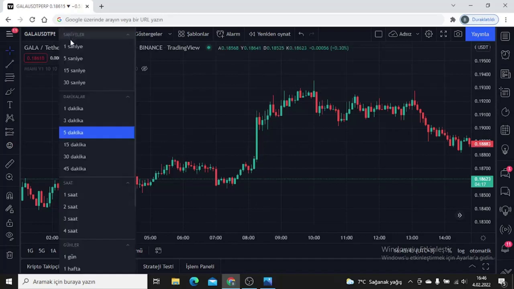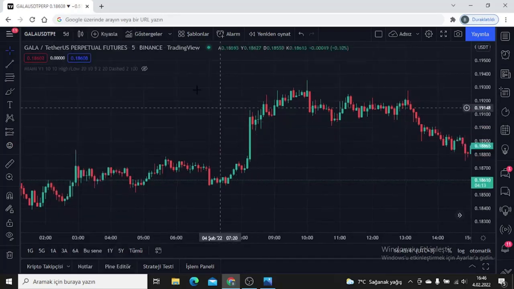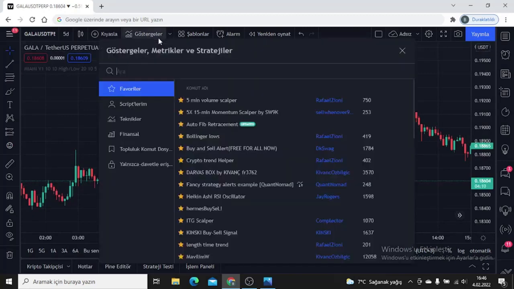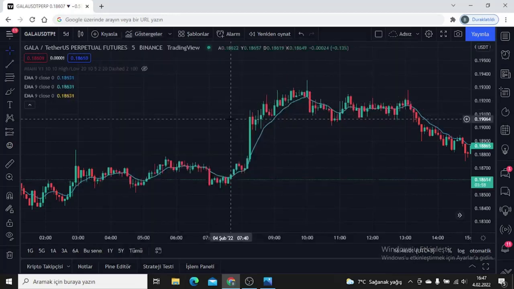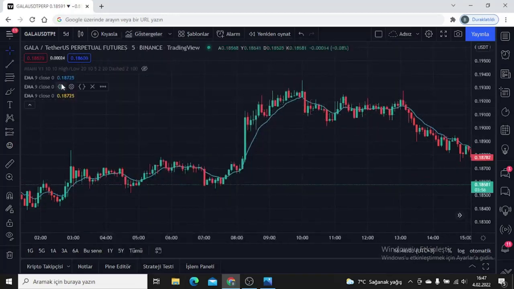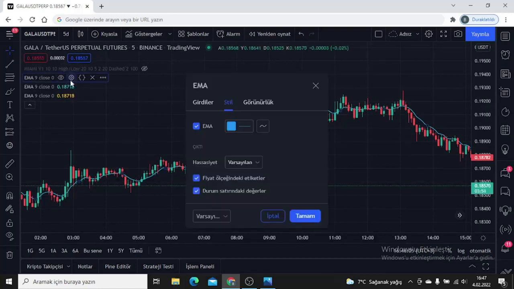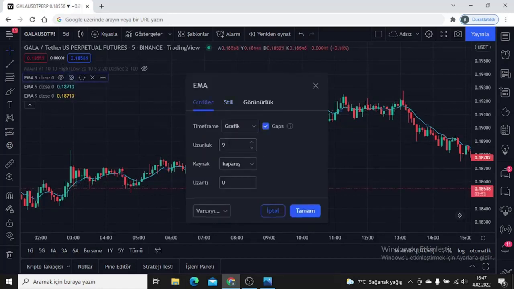Friends, today, I will try to show you the buy and sell tactic in a 5-minute period using 3 moving averages. First, I'm bringing up EMA from the indicators. As you can see here, I click on the moving average 3 times. After clicking, it appears on the screen. We change their values. We change the initial MA to 25.